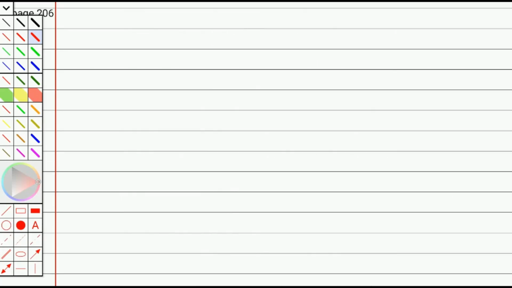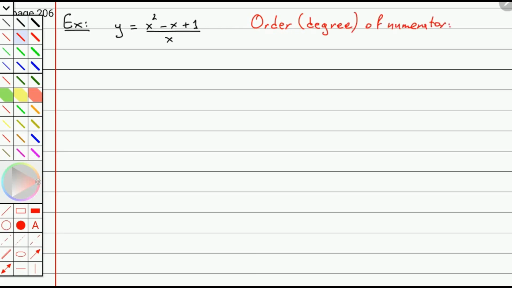Let us continue with another example. So we have y equals (x squared minus x plus 1) divided by x. This is not the special case, because the order of the numerator is 2 while the order of the denominator is 1. Rather, the difference of the order of the numerator minus the order of the denominator is 1.